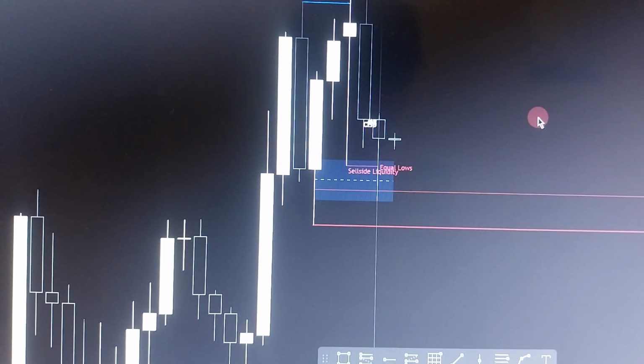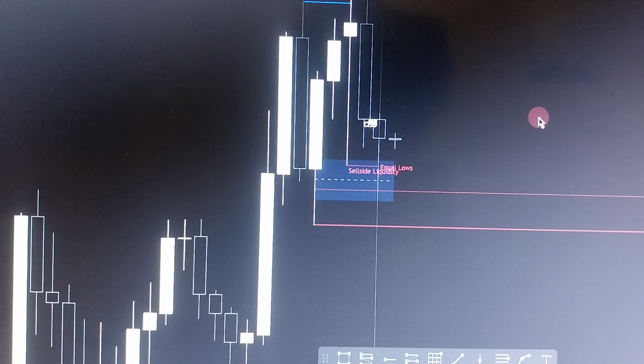Yo, what's good? I'm going to do another trade recap for the day, and it is a winning trade. This is the trade I took yesterday on the US 30. So let's get into it.